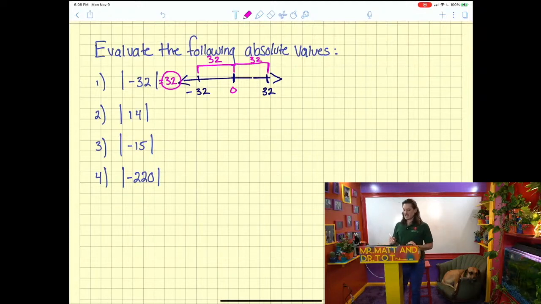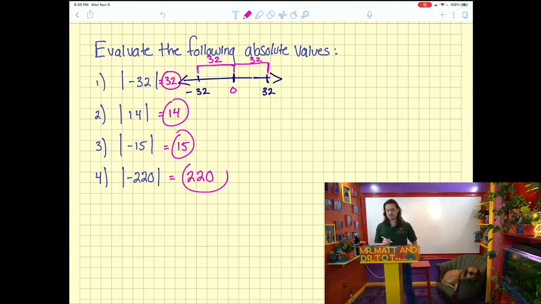So the absolute value of +14 is just +14, because 14 is 14 units from 0 on a number line. The absolute value of -15 is +15, and the absolute value of -220 is +220. Again, for all practical purposes, it just turns everything positive, but the true definition is its distance from 0 on a number line.